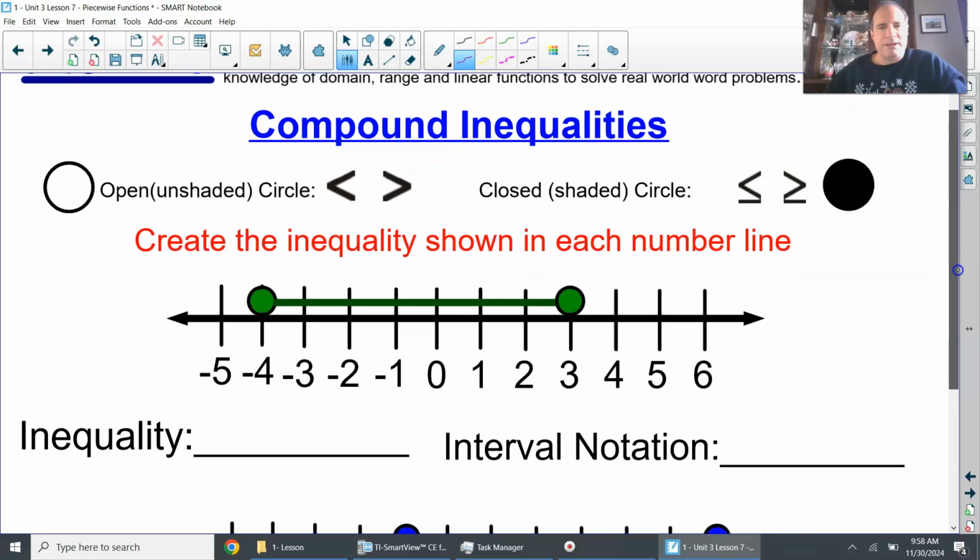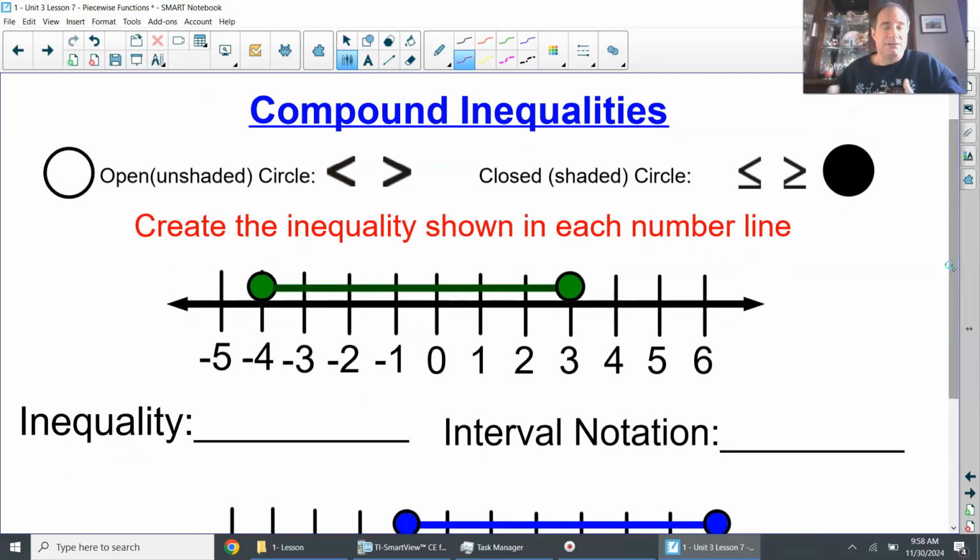In compound inequalities, a compound inequality is basically two inequalities smashed into one. You always put the variable directly in the middle, and you read from the variable out to the left side and the variable out to the right side. The open unshaded circle is just less than or greater than. The closed circle is the less than or equal to or greater than or equal to.